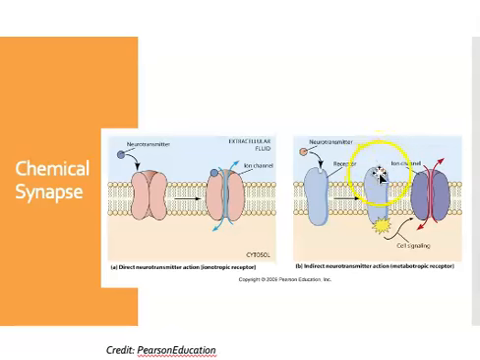The first messenger is the neurotransmitter. The second messenger is this yellow molecule, whatever it happens to be. It gets activated, it travels to a nearby ion channel, binds to it, and opens it up, and we get ion flow.